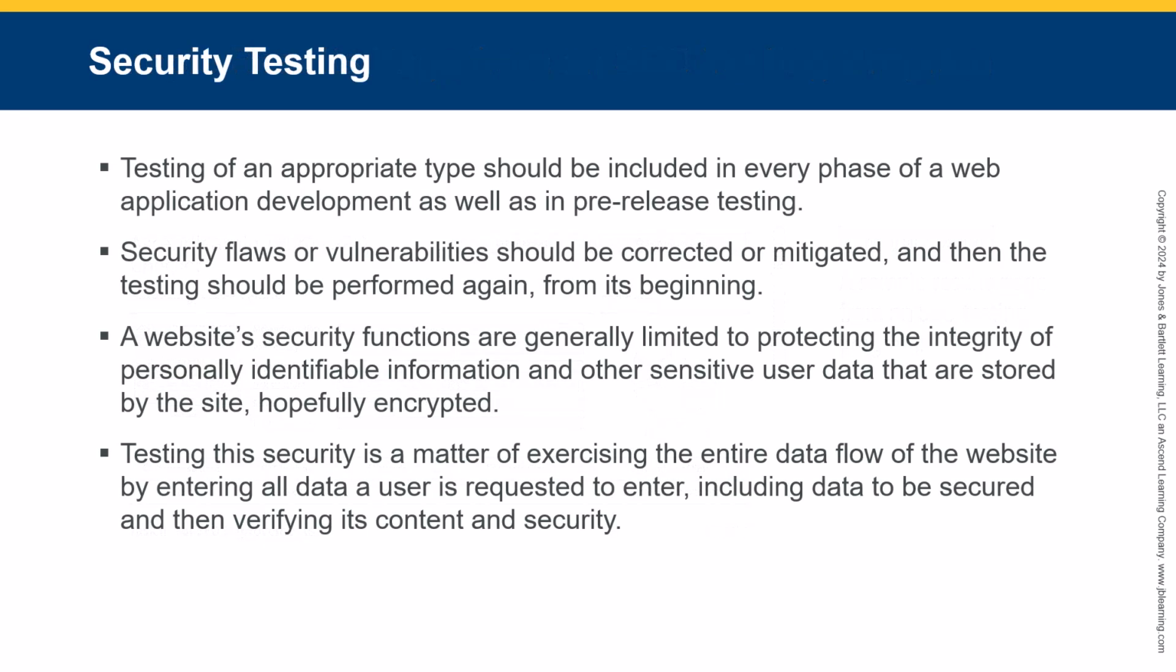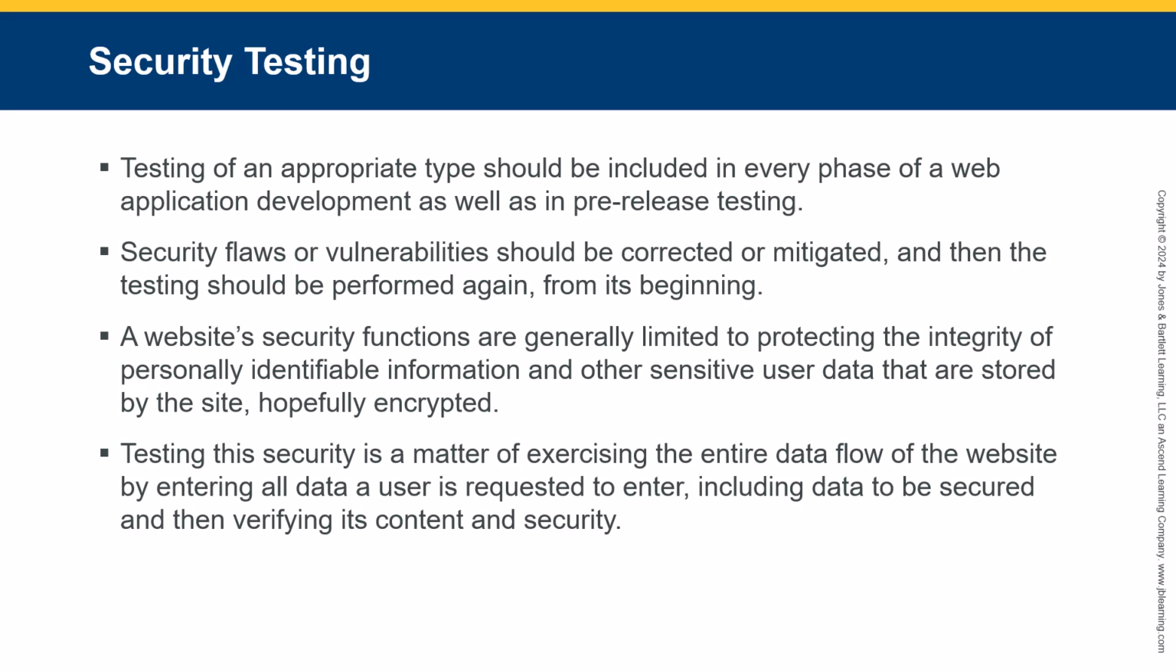After that, we have general security testing. Testing the appropriate types should be kind of important because every phase of a web app development needs a pre-release testing, and that should include security. Security flaws or vulnerabilities should be corrected or mitigated before moving to the next phase, and definitely before the testing phase. It needs to be tested almost every phase. And again, it needs to be performed over and over and over from its beginning all the way to the end to ensure that there are no major flaws or protections that need to be mitigated.